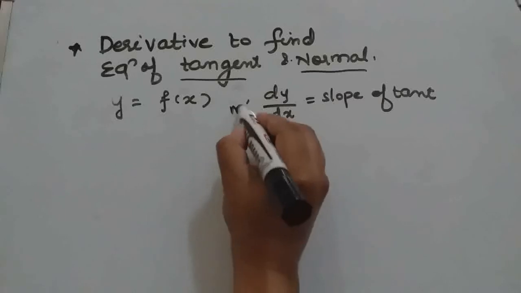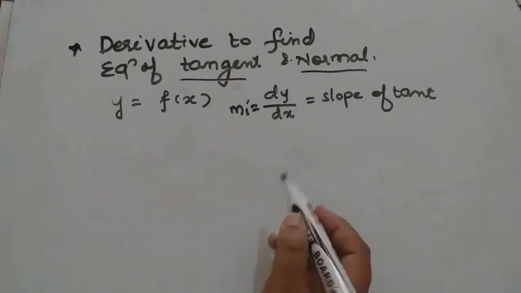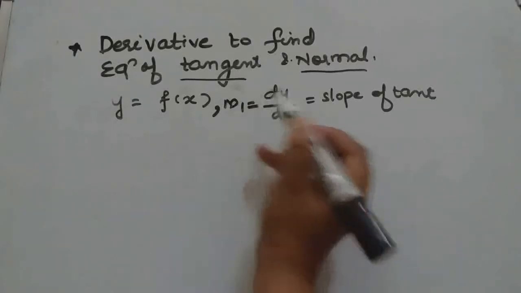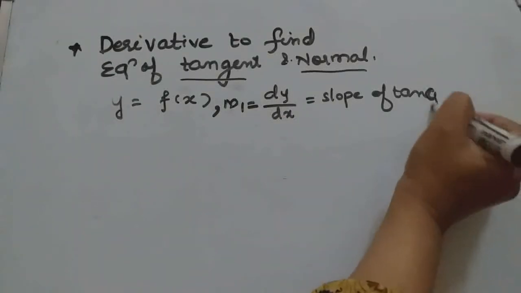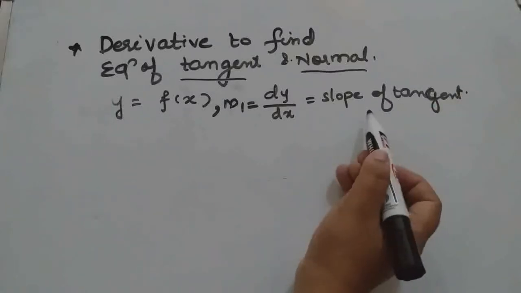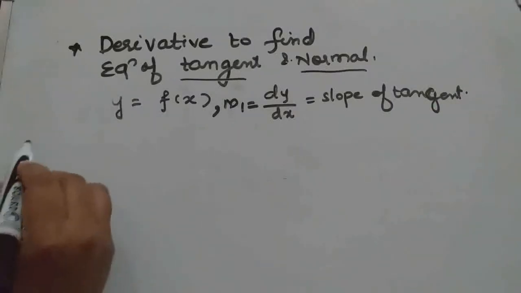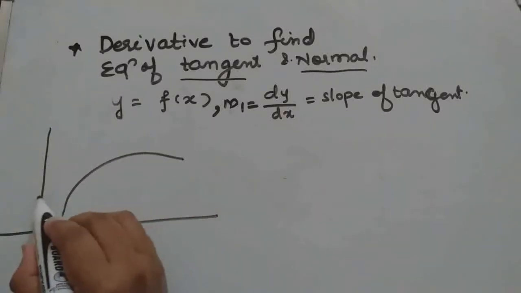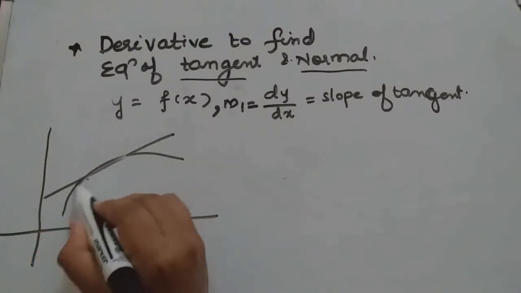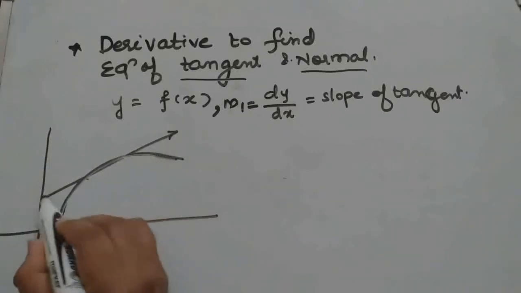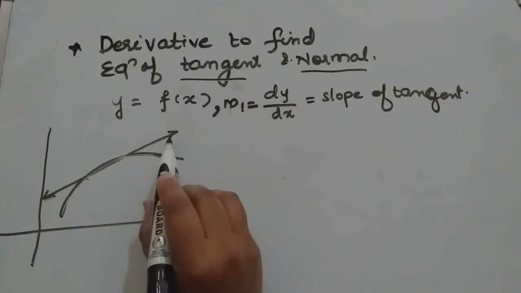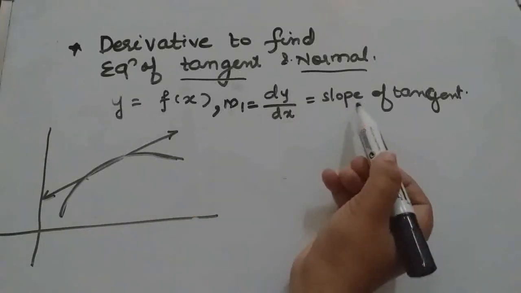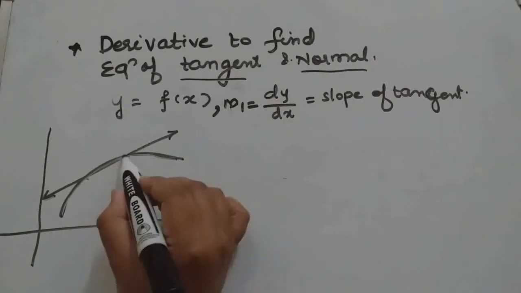Let it be m1. Then the equation of the tangent will be, since we know, suppose this is a curve, and this is the tangent. So the tangent is what? Nothing but a line. So what is the equation of a line? In terms of slope and one point given to you.